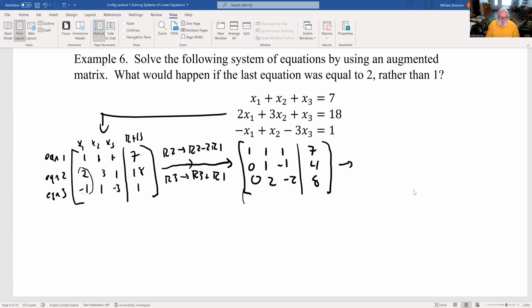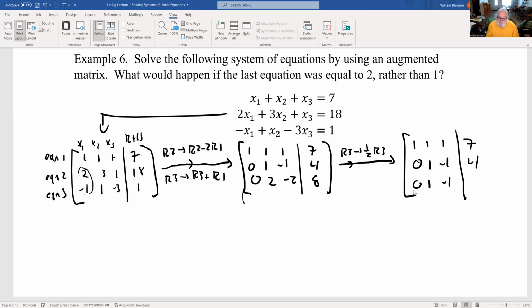And to simplify things a little bit, since there's a common factor in the bottom row, we'll make row 3 go to 1/2 row 3. We'll extend this out so I can extend the arrow. We get 1, 1, 1, 7, 0, 1, minus 1, 4, 0, 1, minus 1, 4. Okay, so I want to get to reduced row echelon form.